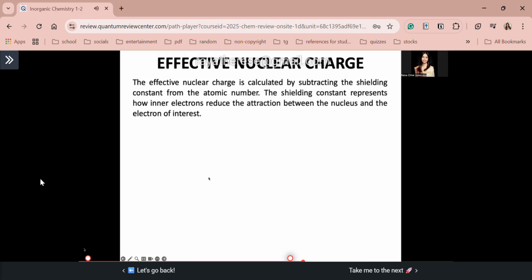We can quantify the effective nuclear charge through this equation, where the effective nuclear charge is equal to the atomic number Z minus the shielding constant S. Now, the shielding constant represents how the inner electrons cancel or reduce the attraction between the nucleus and the electron of interest. So it accounts the shielding effect, sabi nga kanina, right? So a higher effective nuclear charge means a stronger attraction between the nucleus and the electron.